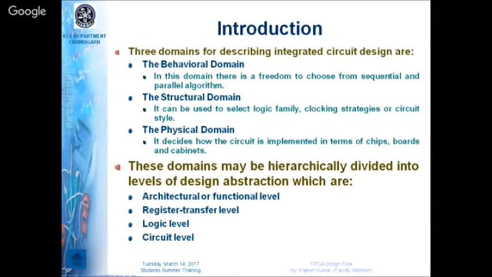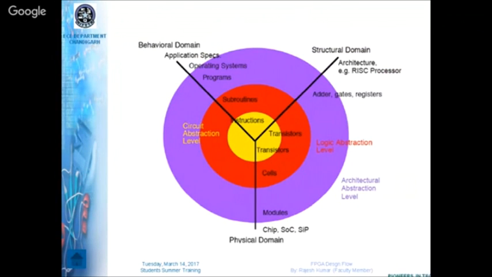These domains can be divided into different hierarchical levels, like architectural level, and then from architectural level to register transfer level. A register transfer level is basically where you are going to use some kind of modules. Then logic level means you are going to design your circuit in the form of gates. Then circuit level, basically you have your circuit in the form of transistors and you start your design in the form of transistors.